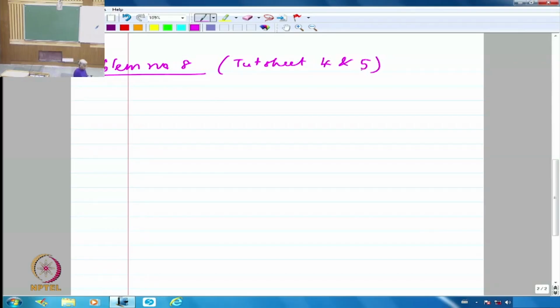So this particular problem statement goes as follows. The maximum efficiency of a 150 kVA, 3300 by 500 volts, 50 hertz single phase transformer is 97% and occurs at 3/4 of full load at unity power factor. So 3/4 of full load, first of all I can say as 3/4 times 150 kVA. This is 3/4 of full load, and unity power factor means 1 is the power factor.